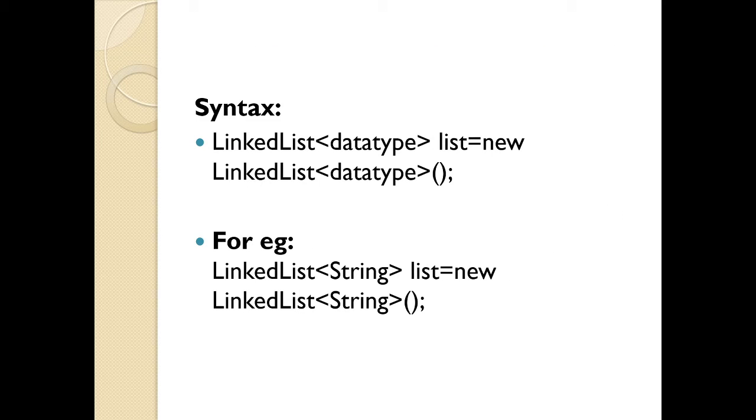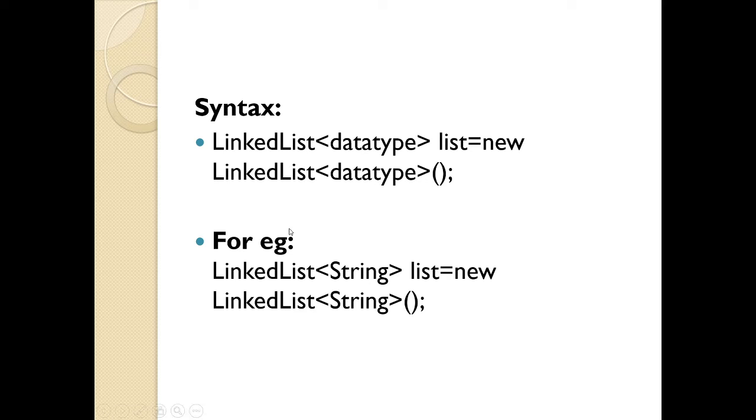Now we'll see the syntax of how to create a linked list. When you're creating a linked list, in a similar manner to your ArrayList, you have the LinkedList keyword. Then you have to specify what data type of linked list you want to create. So you specify the data type, then an identifier name, and the new keyword and LinkedList again with the data type. This syntax is for the default constructor of creating a linked list.